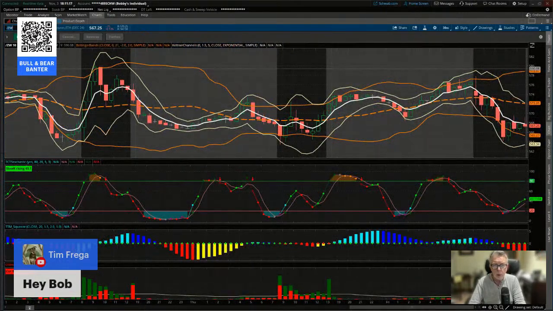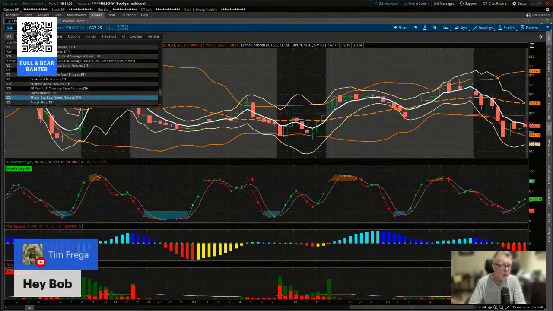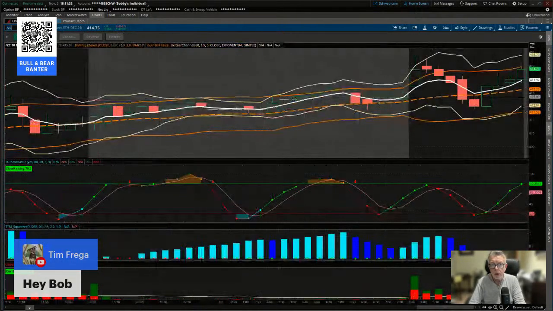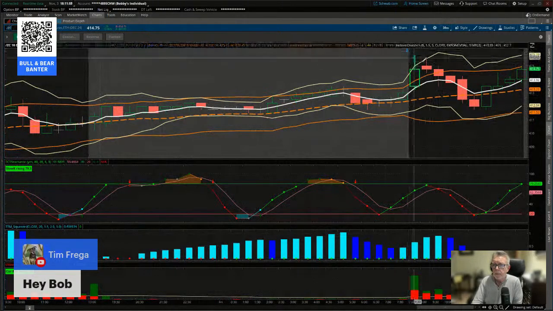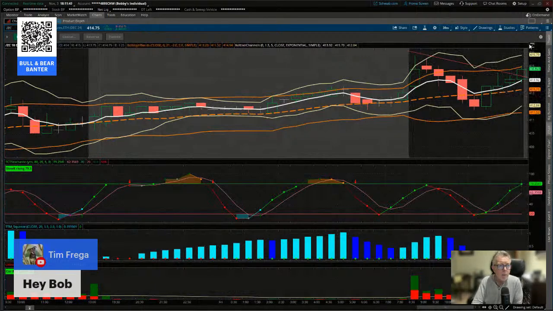Wheat looking very weak. Topping action. This is setting up as a short. Intraday short. I'm not going to do it. As for corn, looking very good. Very good. This is a 30-minute chart. And we're breaking out. So corn, bullish.